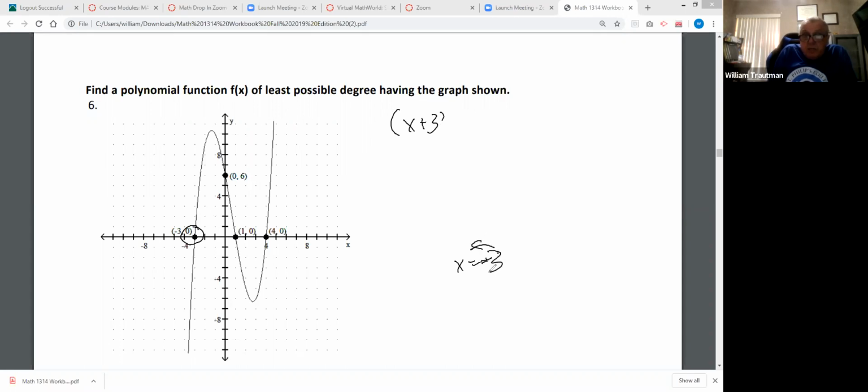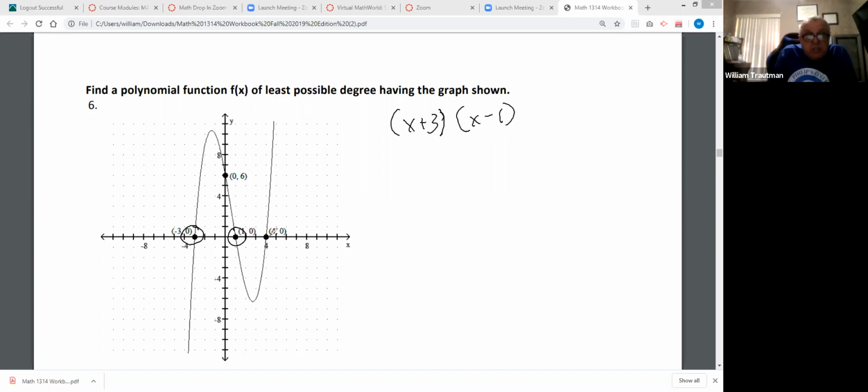To get the negative 3 to the other side, I add 3, and I get x plus 3 equals 0. Do you see? That's why I get an x plus 3 here. I also have another zero at 1, a positive 1. So that means this would be x minus 1. For me to take it to the other side, that would be a positive 1.